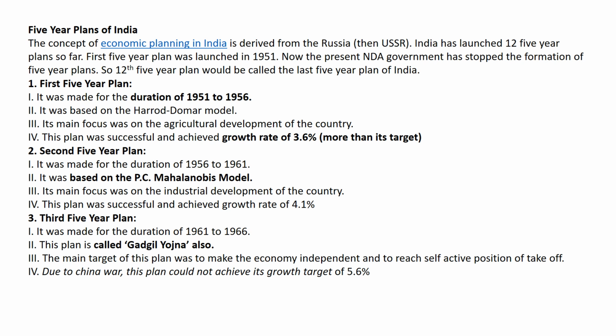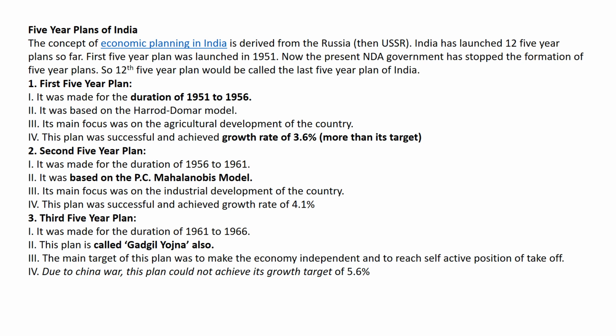During the second 5 year plan, it was made for the duration of 1956 to 1961. It was based on the PC Mahalanobis model. Its main focus was on industrial development of the country. This plan was also successful and achieved a growth rate of 4.1%.